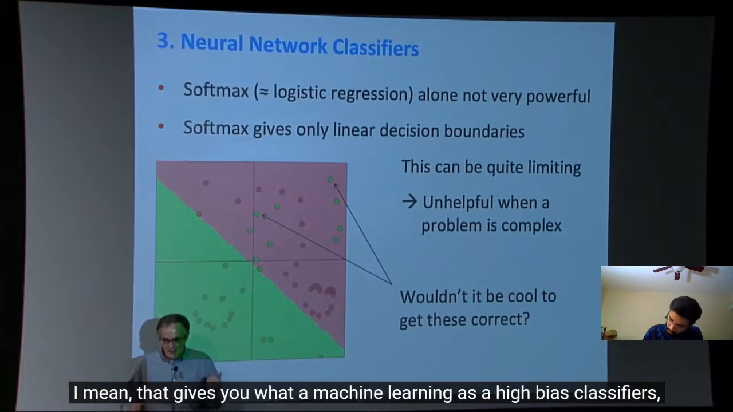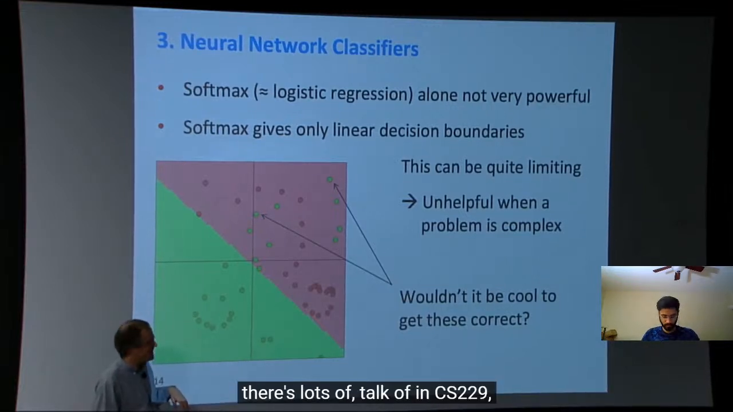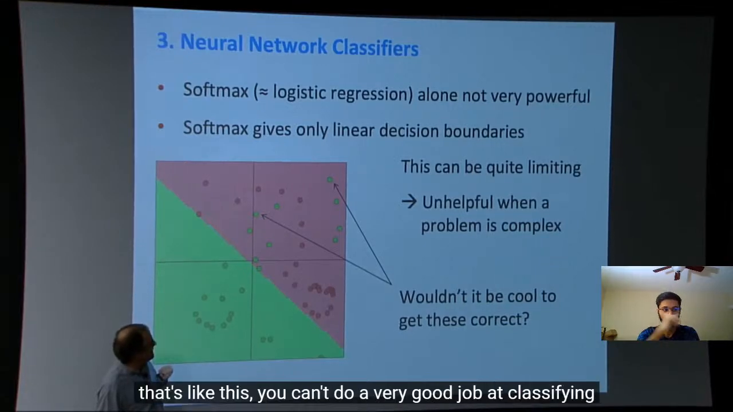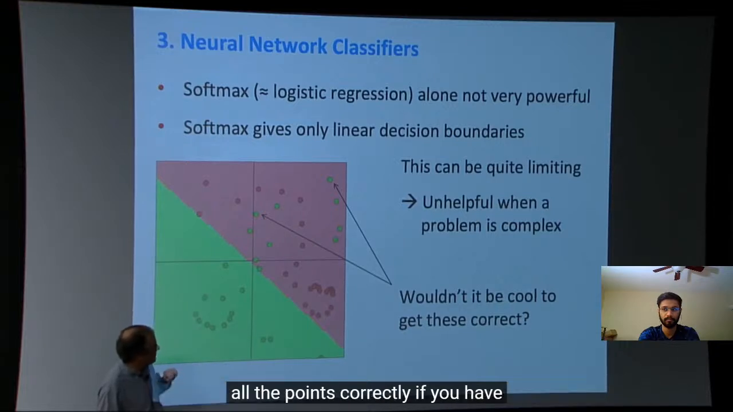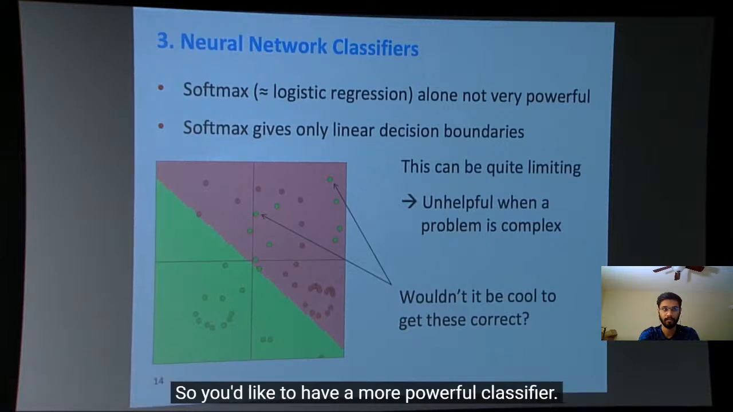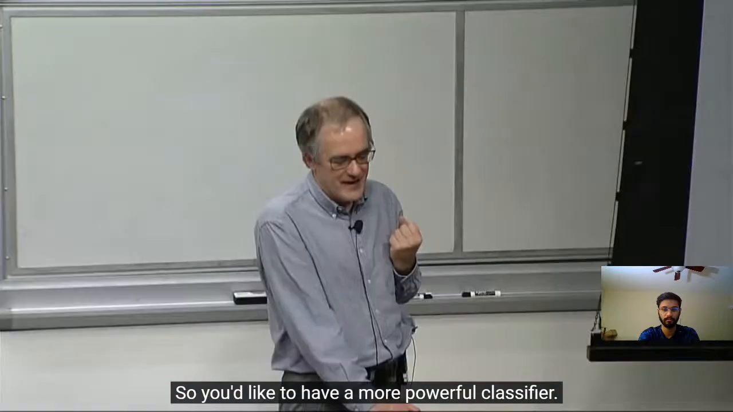And having a simple classifier like that can be useful in certain circumstances. I mean, that gives you what in machine learning is a high bias classifier, as there's lots of talk of in CS229. But if you have a data set like this, you can't do a very good job at classifying all the points correctly with a high bias classifier, because you can only draw a line. So you'd like to have a more powerful classifier.